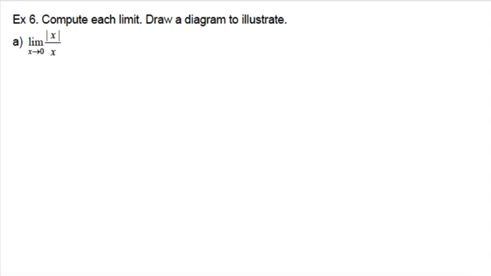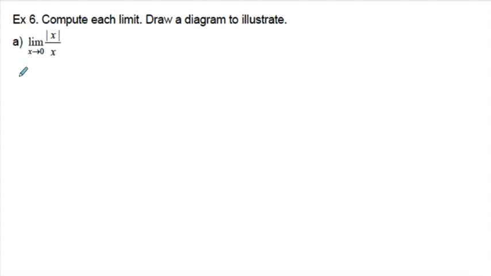Compute each limit and draw a diagram to illustrate. So example part A is the limit as x approaches 0 of the absolute value of x over x. Now, we know that we can separate any absolute values into piecewise functions, so that's going to be helpful for us to think about.